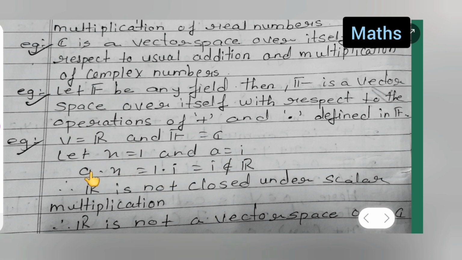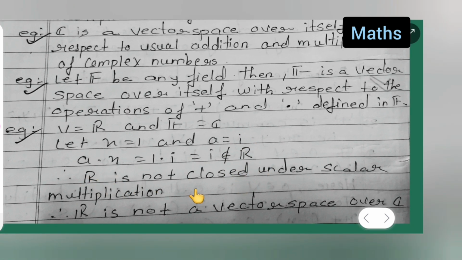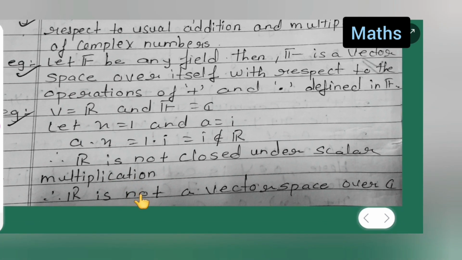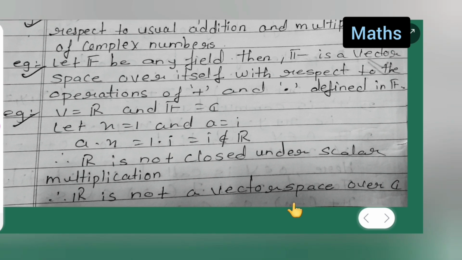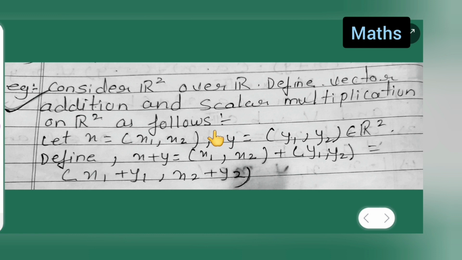Into what is a? a is nothing but i. But i does not belong to real. So therefore R is not closed under scalar multiplication. And next, R is not a vector space over C. This is the complex symbol. So you all can take down these few examples, and I hope you all are understanding them too.